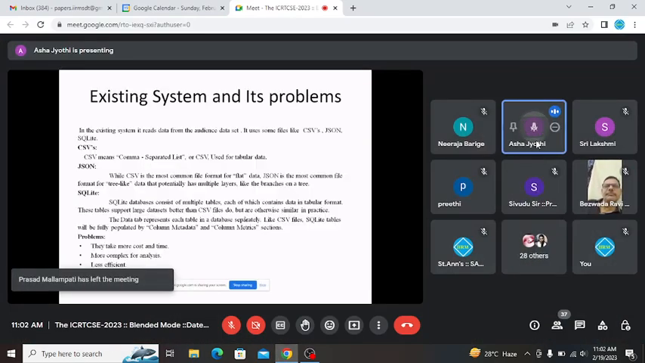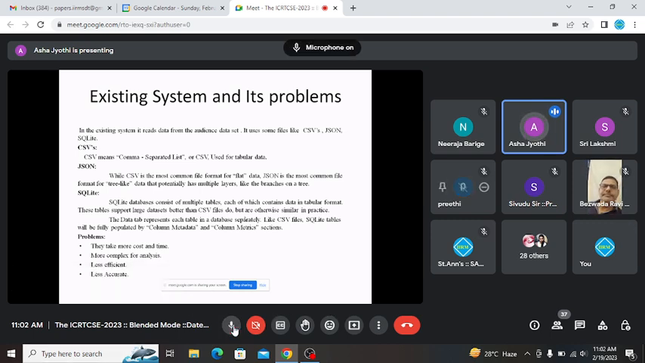Coming to the existing system, it reads data from the audience dataset. It uses files like CSV files, JSON files, SQLite, etc. So it takes more time to get the results from the audience, and it is more complex for analysis, less efficient and less accurate.